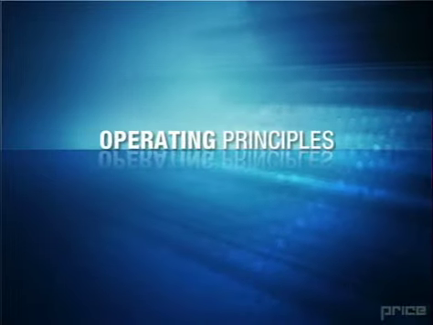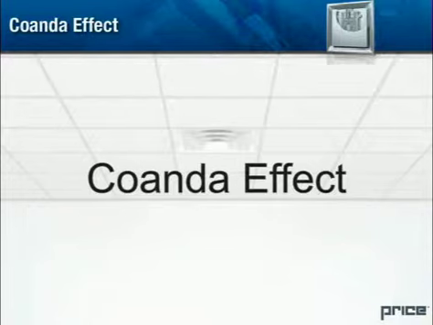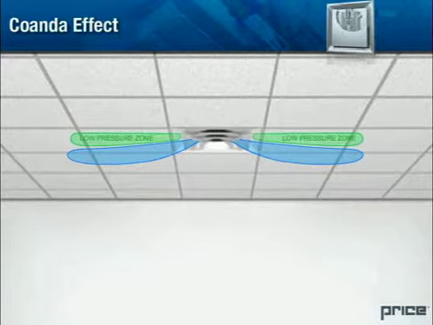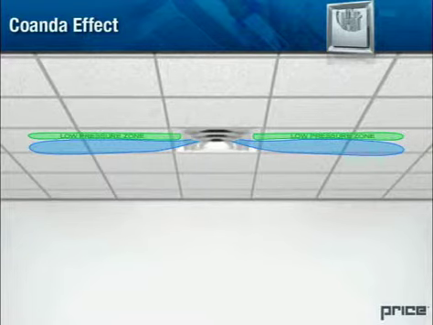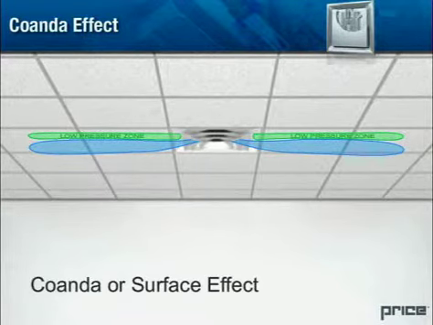Operating principles. Coanda effect. When the primary air is discharged from the air outlet at high velocities, it creates a negative or low pressure zone to form between the air jet and the ceiling. This low-pressure area causes the moving air mass to cling to and flow close to the ceiling surface and is called the Coanda effect or surface effect.